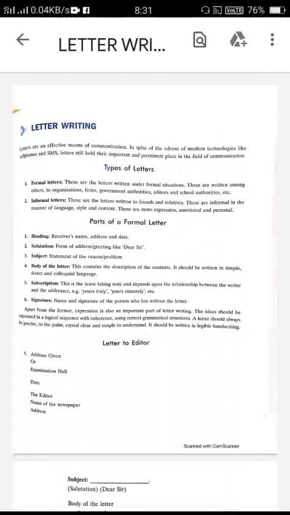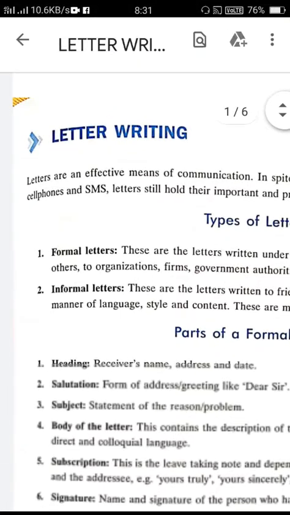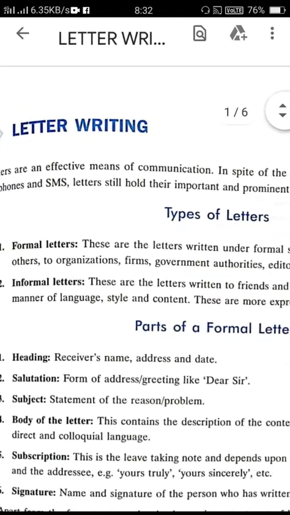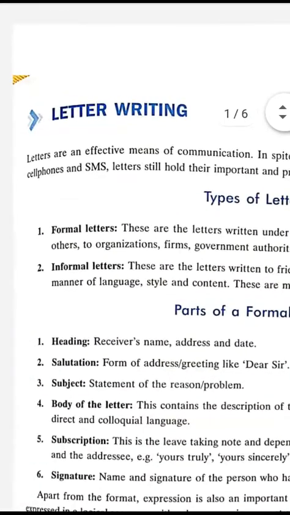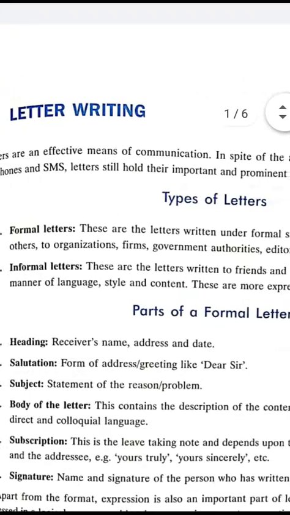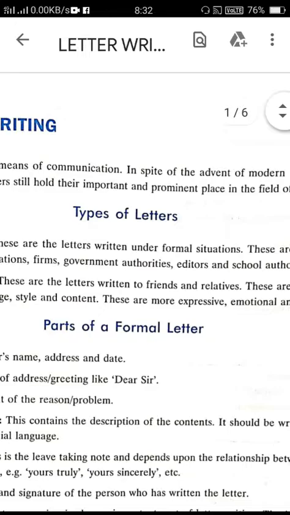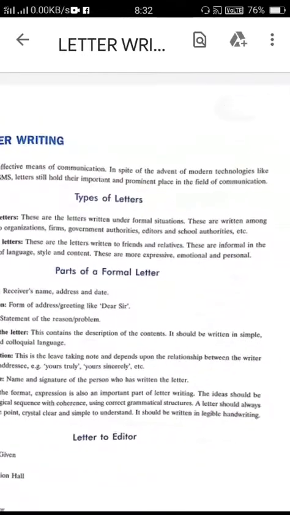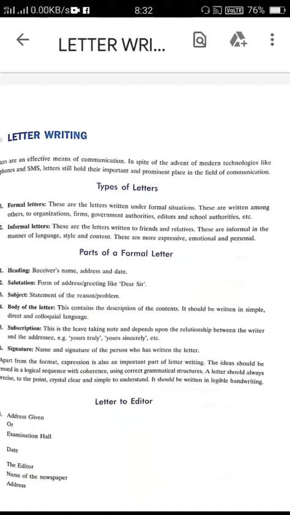You can see on the screen: letter writing. Now see it. Letters are an effective means of communication. In spite of the advent of modern technologies like cell phone and SMS, letters still hold their important and prominent place in the field of communication. See, students, this is the world of technology and multimedia, but still we do require to write letters, and there may be many uses.